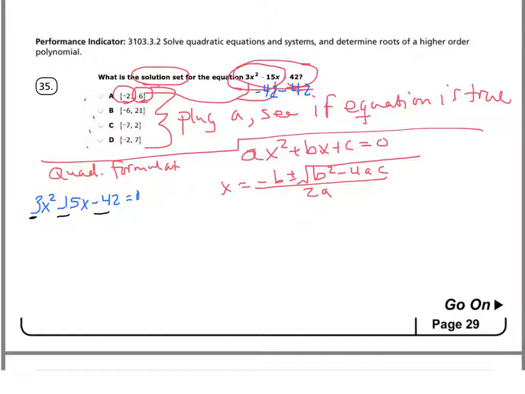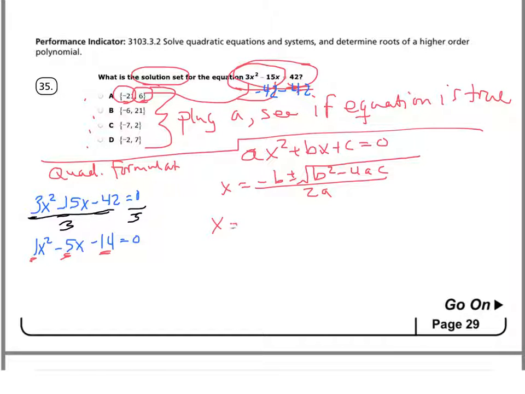Now, one thing that you can do to make life easier on yourself is, since these are all multiples of 3, I'm going to go ahead and divide by 3 on both sides. That will keep my equation true. So here I would get 1x squared minus 5x minus 14 equals 0. So now I have smaller numbers for my a, b, and c to plug in, so that will make my calculation a little bit easier on myself.